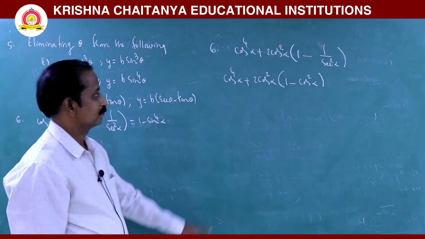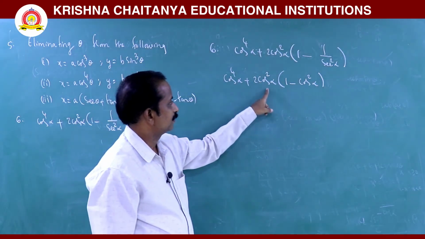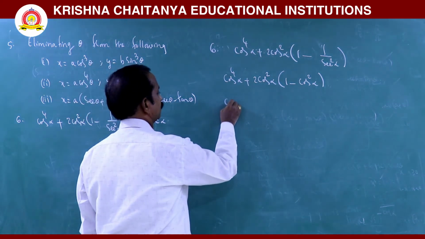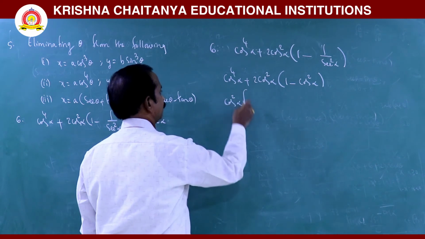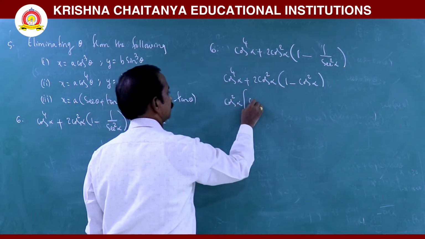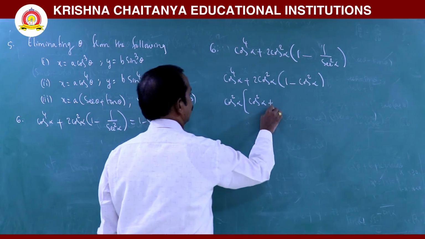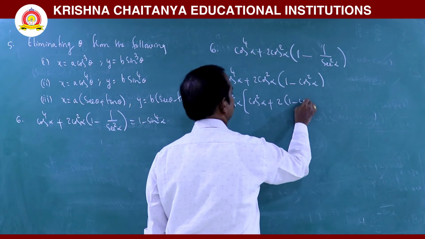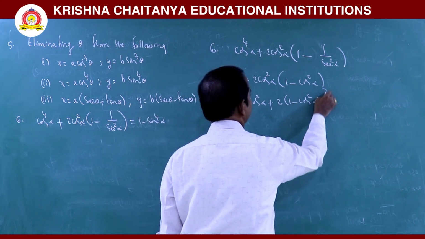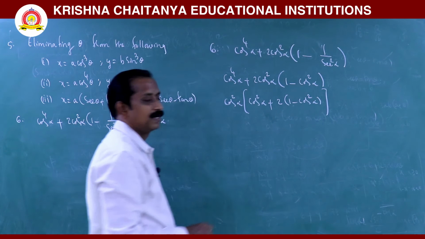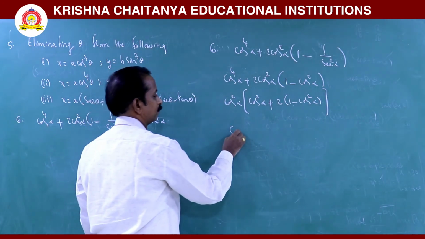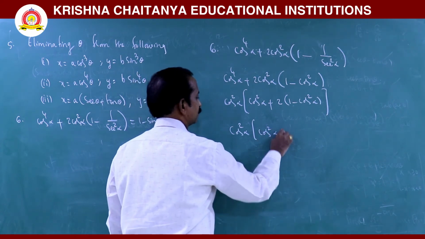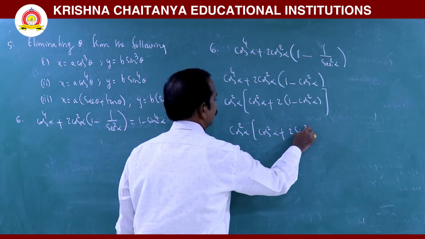And again observe, for this term and this term there is a common term, cos square alpha. Whenever cos square alpha is common, the remaining is cos square alpha. Here what is remaining? 2 times of 1 minus cos square alpha. We know that 1 minus cos square alpha is nothing but sine square alpha. So therefore cos square alpha into cos square alpha plus 2 into sine square alpha.